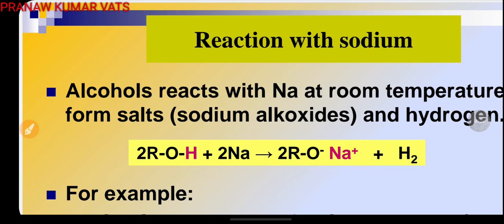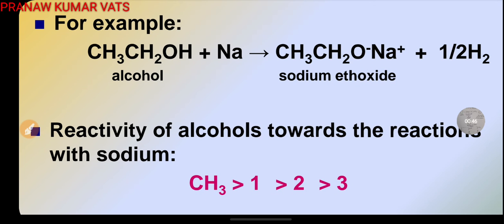When alcohol reacts with sodium at room temperature, then it forms salts, sodium alkoxide, and hydrogen gas is liberated. The general reaction is 2ROH + 2Na gives 2RO⁻Na⁺, that is sodium alkoxide, and H2 gas. Example, CH3CH2OH, ethanol, when treated with sodium, forms sodium ethoxide and hydrogen gas is liberated.